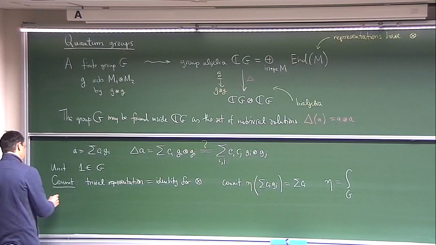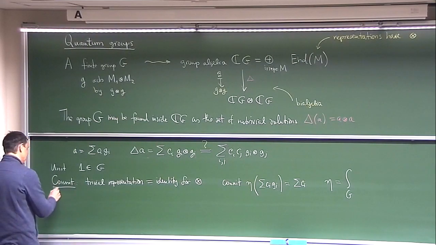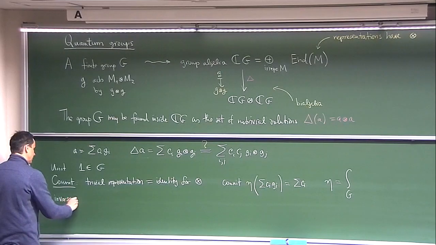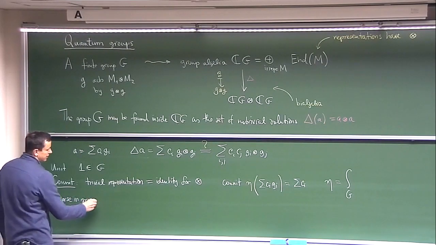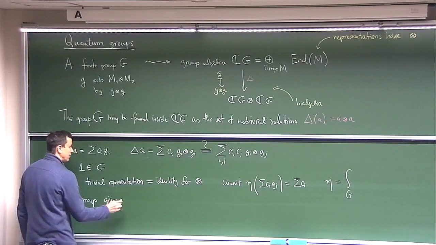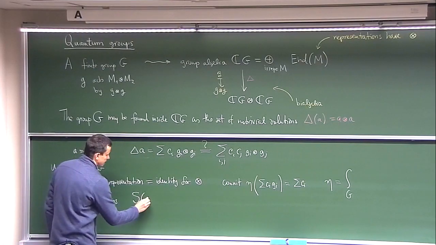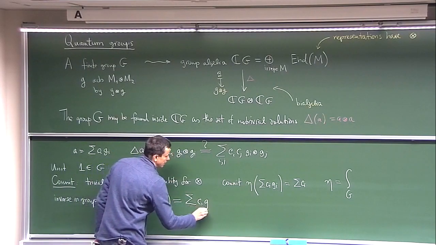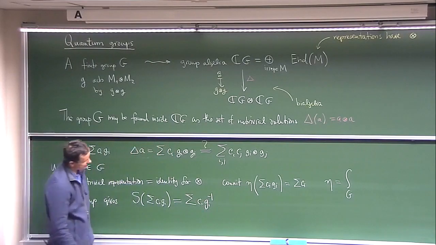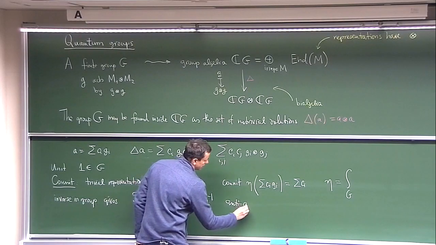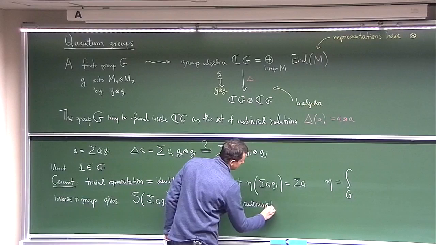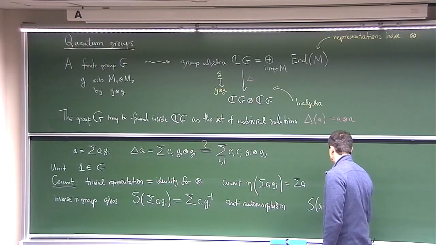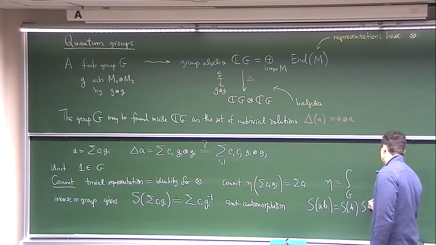So then, the fact that it's a group means we have an inverse of multiplication. Inverse in the group gives the map S. So this would be S sending the summation of c_i g_i to the summation of c_i g_i inverse. It's a linear map, and it has the property that it's an anti-automorphism. This is clear, so it means S of AB equals S of B, S of A.